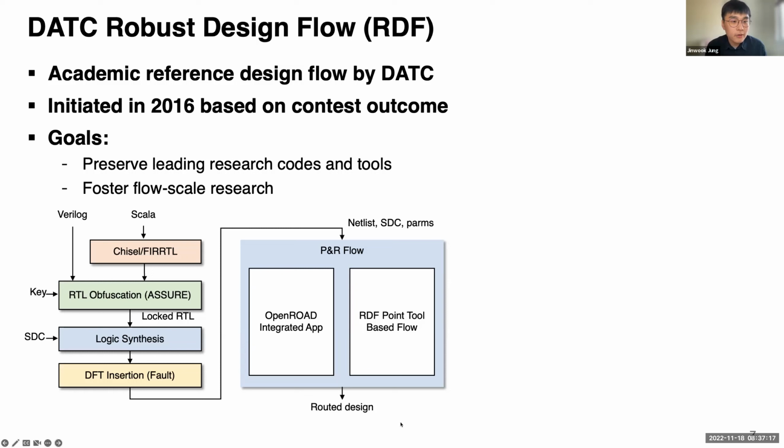The diagram shown here is the entire design flow supported in the RDF, which includes Scala, Chisel, RTL generation, and RTL obfuscation, which is a kind of logic locking step. We also have logic synthesis, the DFT insertion flow, as well as the full PNR flow supported by the OpenROAD or some point tool based flow as shown here.